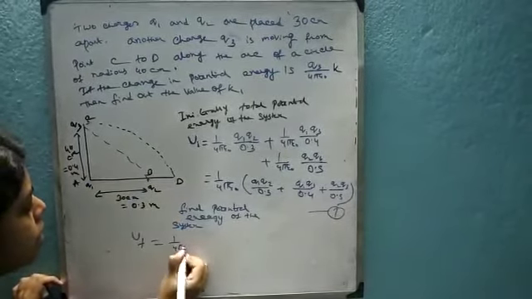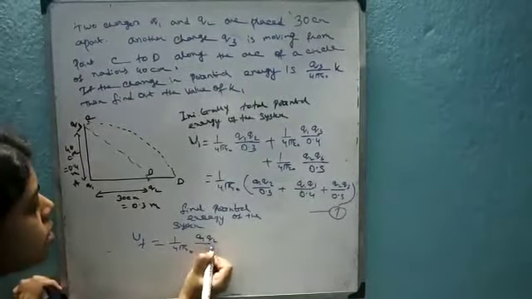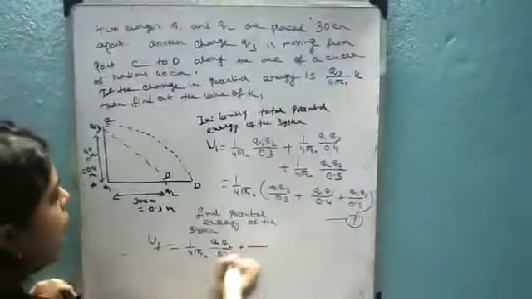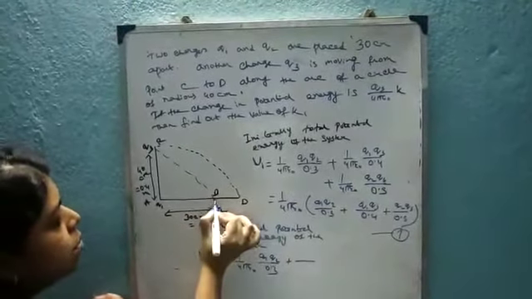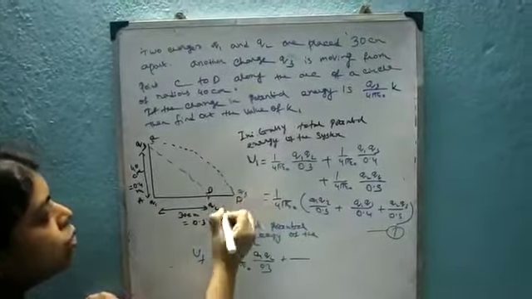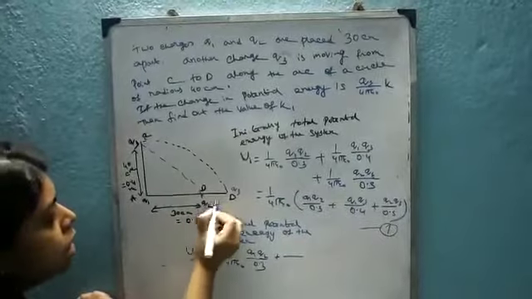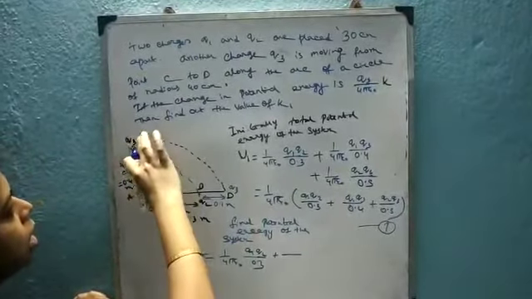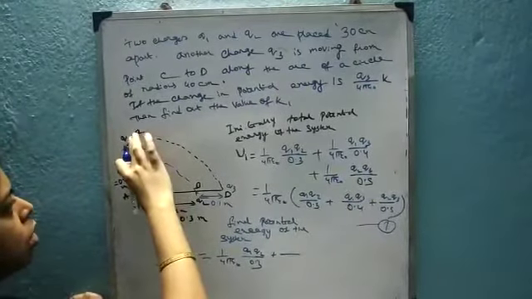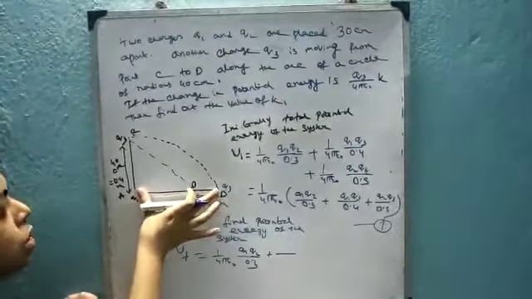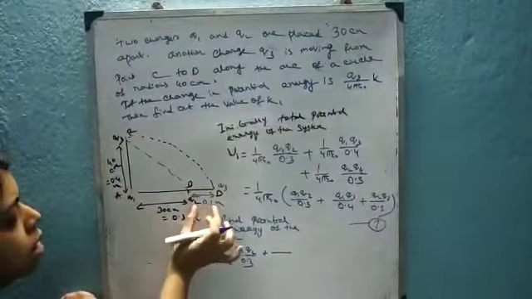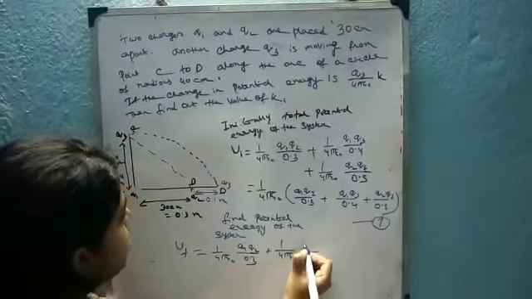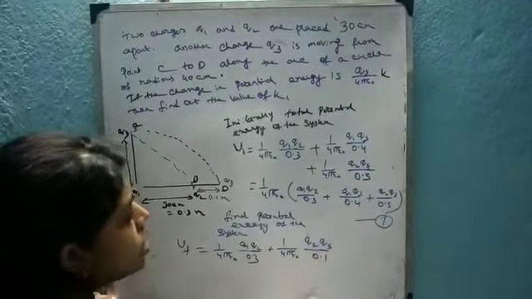Now, the potential energy between Q1 and Q2 is Q1 Q2 divided by R, which is 0.3, and the potential energy between Q2 and Q3, because now the Q3 charge is at the point D, this distance is 0.1 meter. How can I find it? This total distance is 0.4 meter, so this is also the radius of the arc. So this one is also 0.4 meter. Then this distance BD is 0.1 meter. So 1 by 4 pi epsilon 0 Q2 Q3 by 0.1.